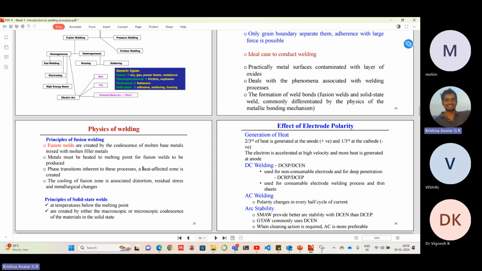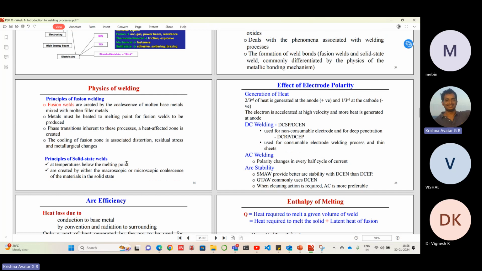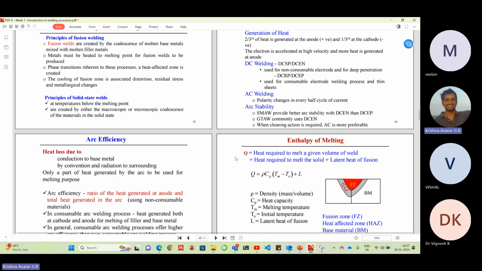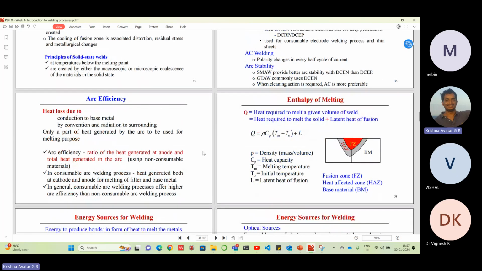In those regions, we'll have what is known as the heat affected zone. The cooling of the fusion zone is associated with distortion, residual stress, and metallurgical changes. The principle of solid state welds is that they take place at temperatures below the melting point and can be created by macroscopic or microscopic collisions of the materials in the solid state. Based on electrode property, we can have different types, which we'll not be discussing right now. I would just be moving on to the enthalpy of melting.